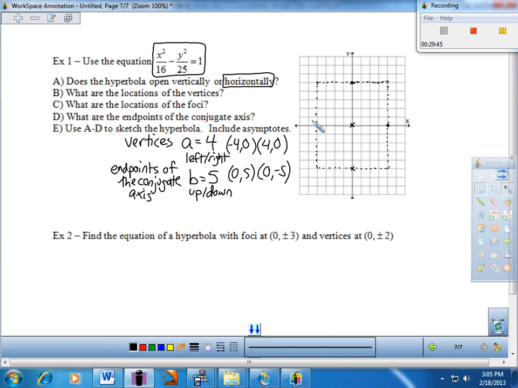Here's our rectangle, I guess. So our asymptotes are going to go right on through the center and the corners on our rectangle. Something like that, give or take. And come on, let's get that in there. Oh, a little better. Something like that. Could have been better, could have been worse.